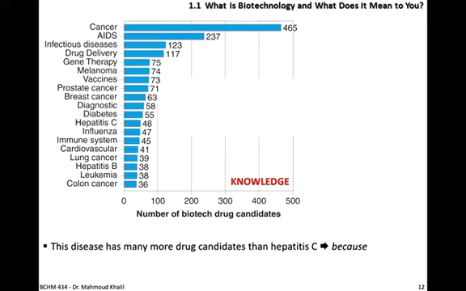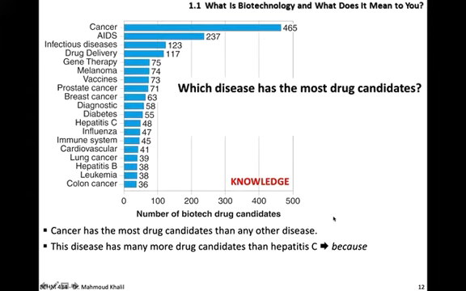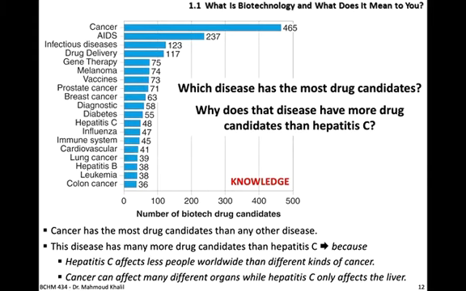Okay, so there is a boom in the types of biotech drugs for different diseases. You can see that some diseases have many more drug candidates than hepatitis. If you look at hepatitis, it has around 48 drugs, while cancer has around 500 drugs. So why does cancer get so many more biotech drugs than, for example, hepatitis C? Because hepatitis C affects fewer people worldwide than cancer.